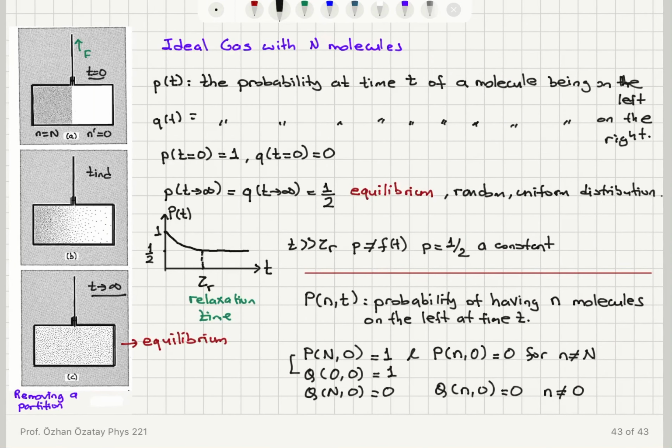Now I can ask a similar question: what is the probability of having n molecules on the left at time t? Well, at time t equal to 0, when n is equal to capital N, the probability is 1, because all of them are on the left-hand side, and the probability of having no molecules on the right side is also 1. The probability of having n molecules on the right side is 0. Actually, the probability of having lowercase n molecules on the right side at t equal to 0 is 0 if n is not equal to 0. So what is this probability P_n(t) as t goes to infinity? Does it also become time independent? The answer is yes. For that, we have to talk about the binomial distribution to calculate exactly what this probability will be at equilibrium.